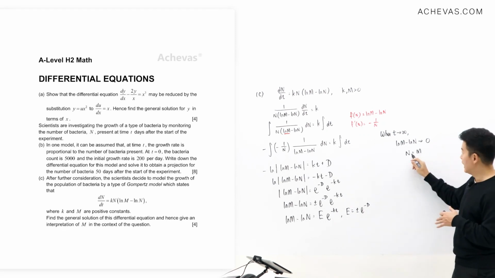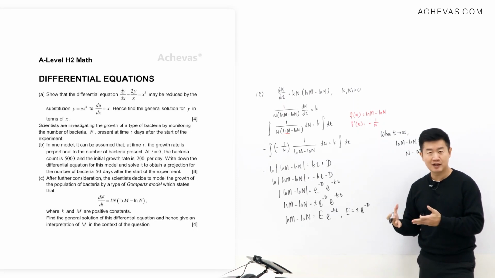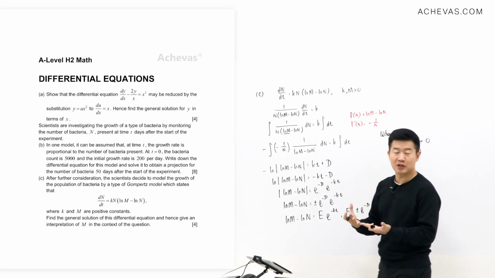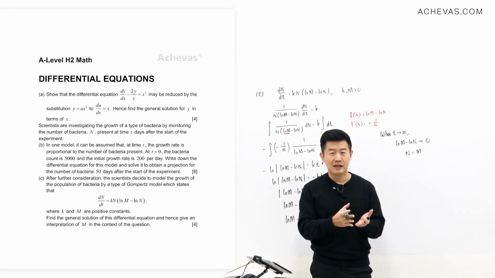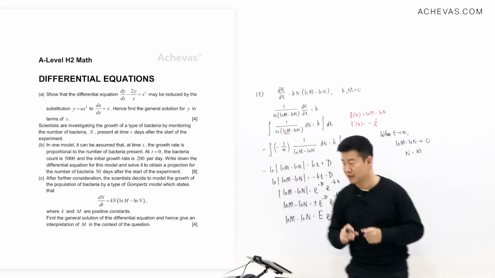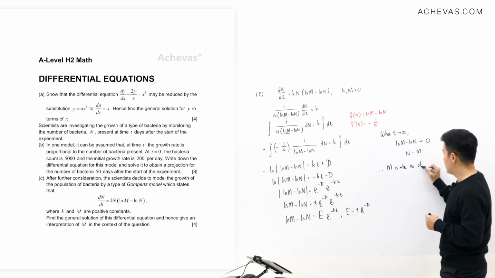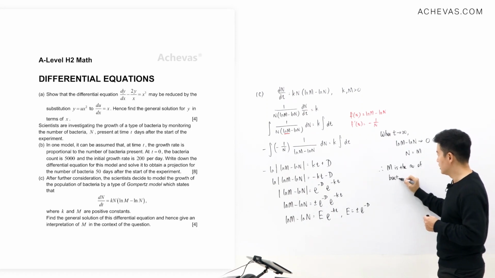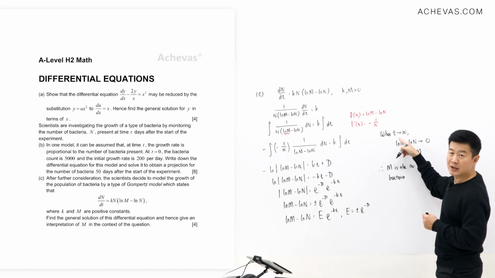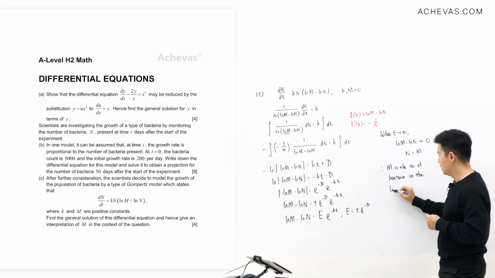M is a constant. N represents the number of bacteria. So what is this telling me? This actually gives me a good interpretation of what m represents. This tells me that m represents the number of bacteria in the long run. Let me write it down. So therefore, m is the number of bacteria when t tends to infinity. So in the long run.